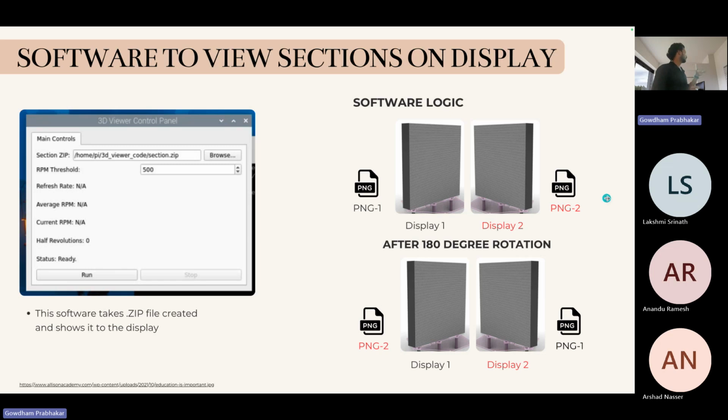So the basic logic of the software is like this: suppose in the zip file we have only 2 PNG images. So this device has 2 displays. While in the rotation, from the first part of the rotation, PNG 1 will be shown on display 1, and PNG 2 will be shown on display 2. But after a 180-degree rotation, the back display will come to the front. So PNG 2 will be shown on display 1, and PNG 1 will be shown on display 2. So it will cycle like that in each complete 360-degree rotation.